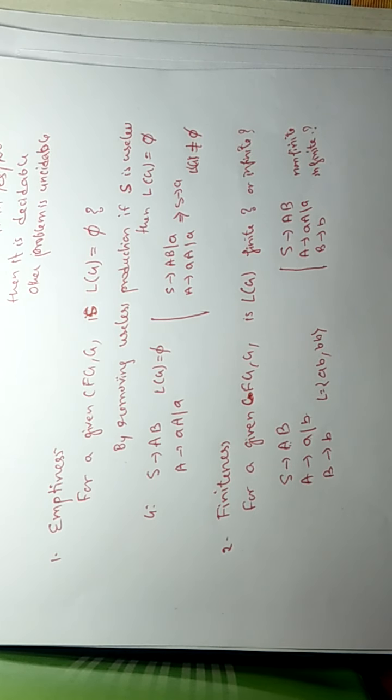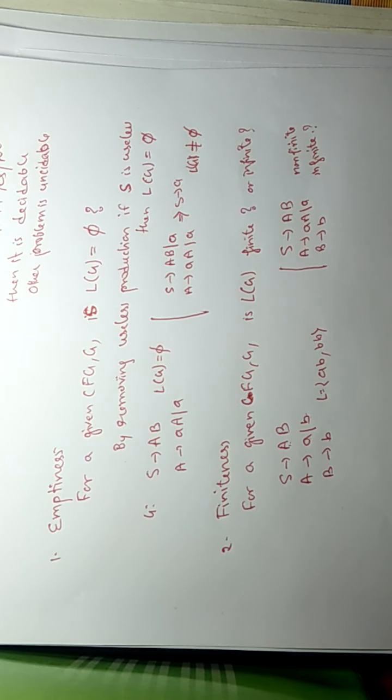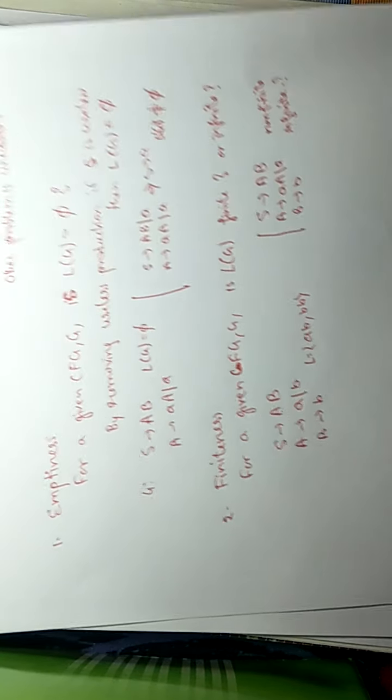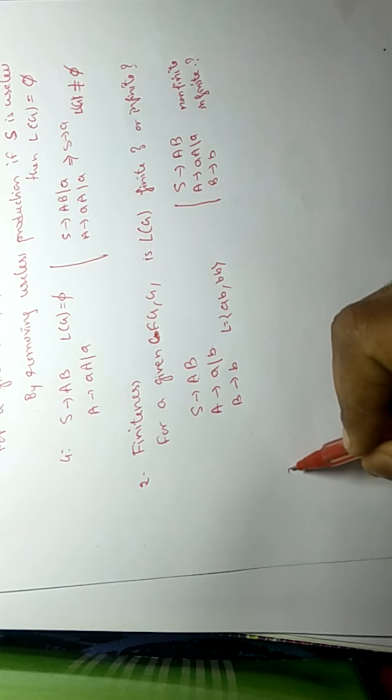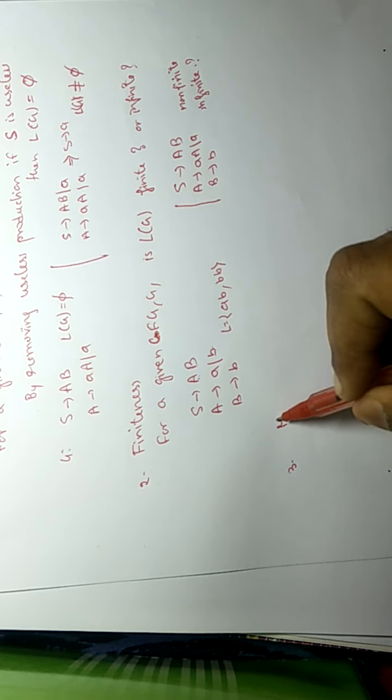So you can answer by looking at the grammar whether it is finite or non-finite. You can definitely answer in yes or no. If someone asks is L of G finite, in this case you can say yes. In this case you can say no. You have a clear answer for it. And the third one, that is also important, is membership.